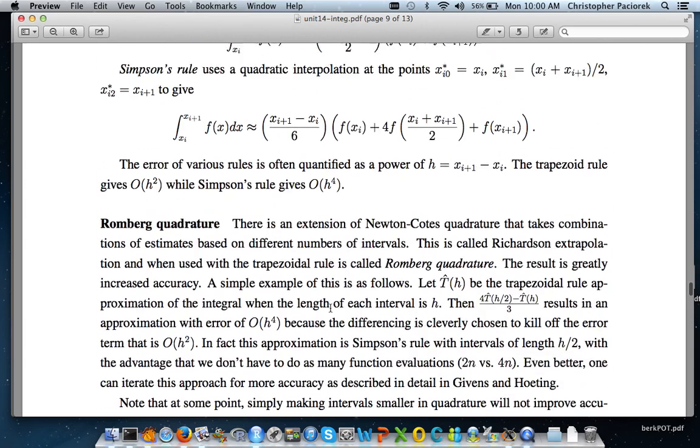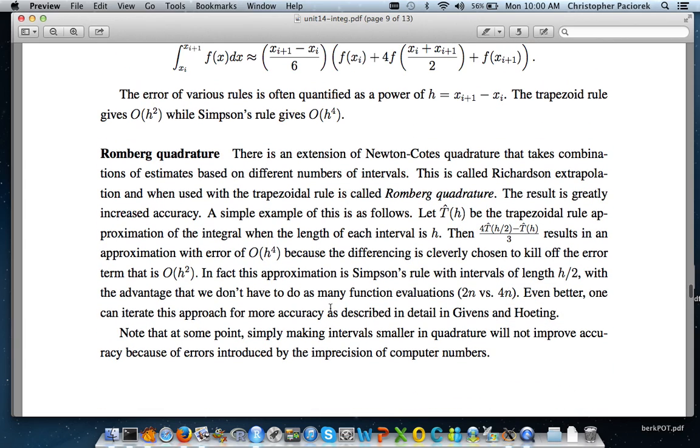Okay, so let me quit there, and we'll finish up integration on Wednesday, and then go into some of the graphics stuff.